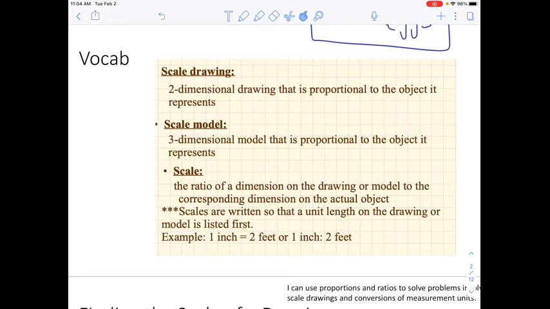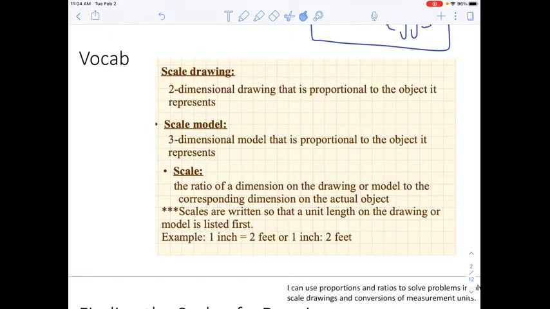Scale model is pretty much the same. The only difference is that a model is three-dimensional, so 3D. So I'm sure you've seen scale models of houses, or I know some doll houses are scale models. Everything's proportional.